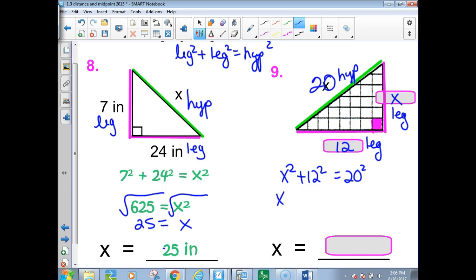So we're going to figure out 12 squared. 12 times 12 is 144. 20 times 20 is 400. We're going to subtract if we have to find a leg.